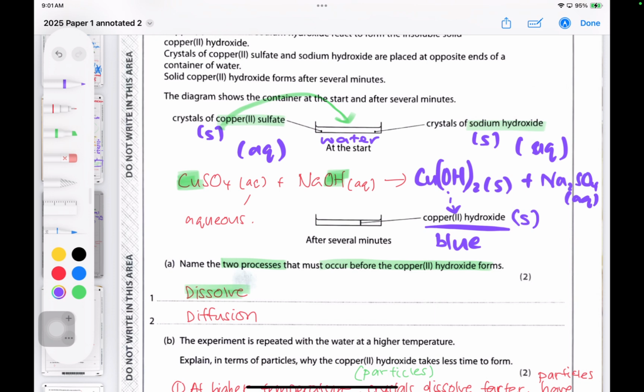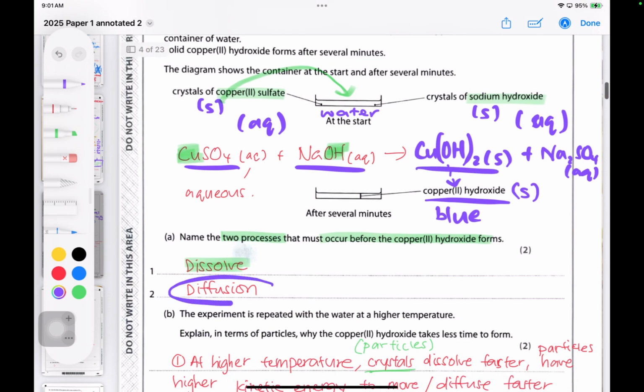So what allowed these two to meet, to form this copper hydroxide, is the idea of diffusion. So that would be actually the second process that is happening over here. Dissolving and diffusion, it really doesn't matter which one you put first. You can put diffusion first, then dissolving. That's fine, so long as you mention these 2 processes.